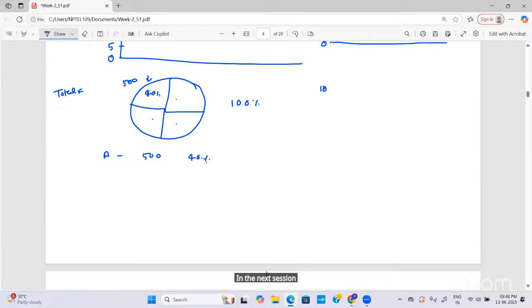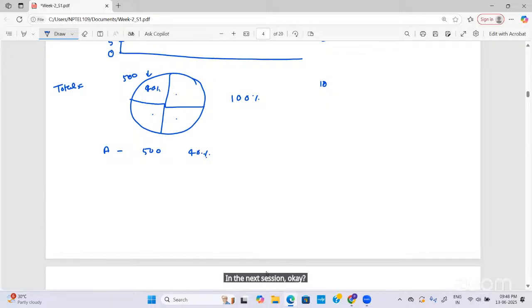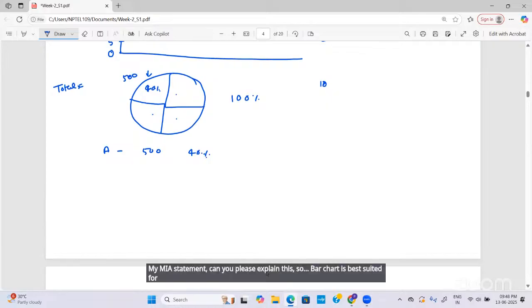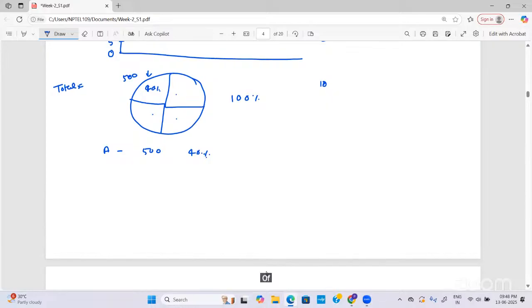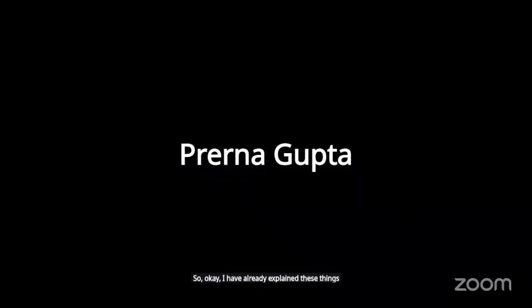I have a statement. Can you please explain this? Bar chart is best suited for representing share of cost of different categories in construction of a house. Is it a correct statement or wrong? I have already explained these things. Now you tell me what should be the answer. We can make bars for this also, right?